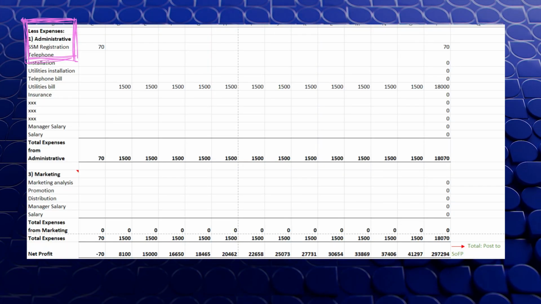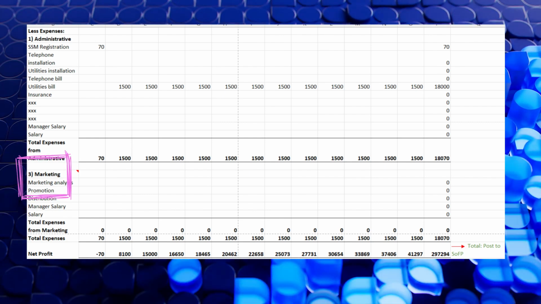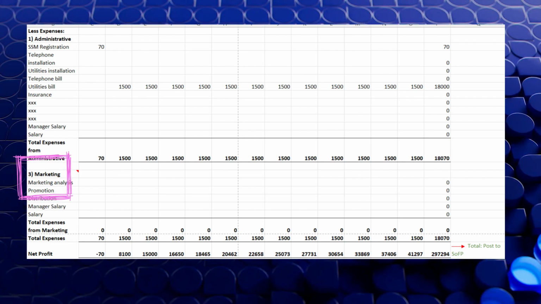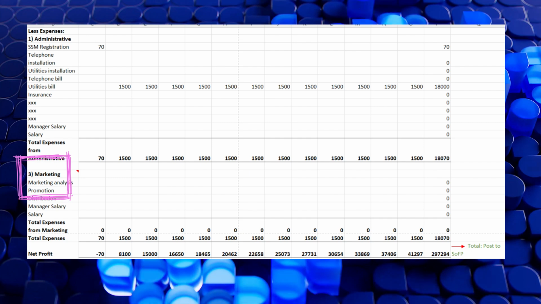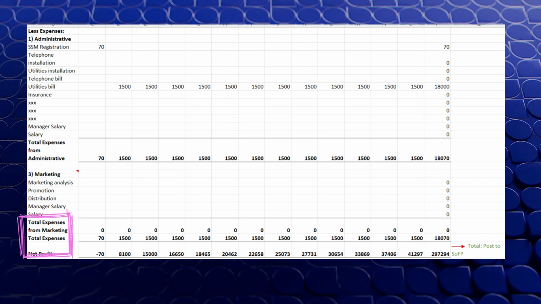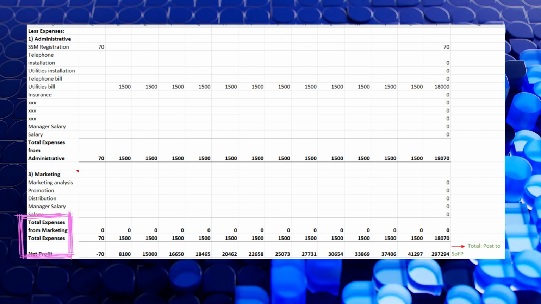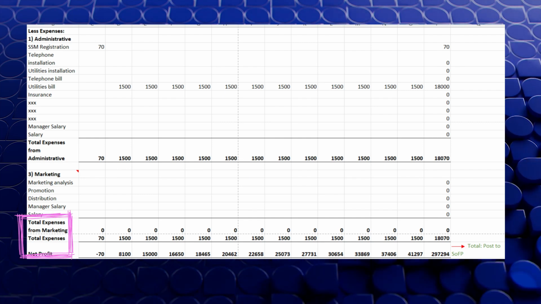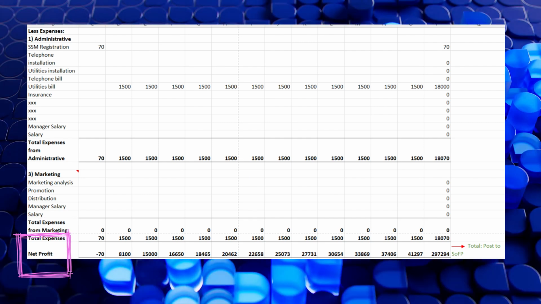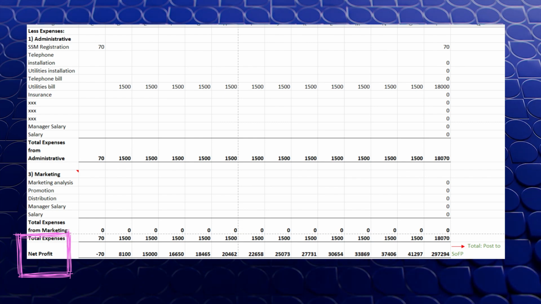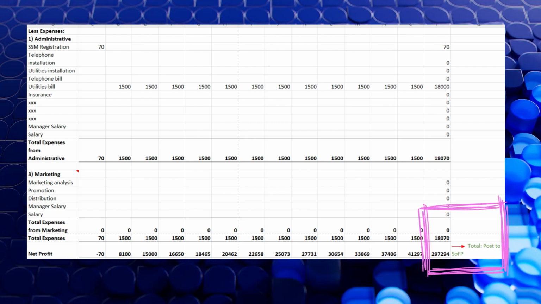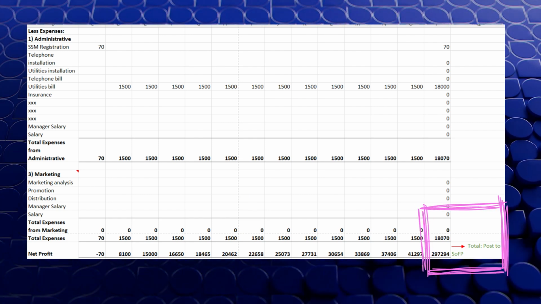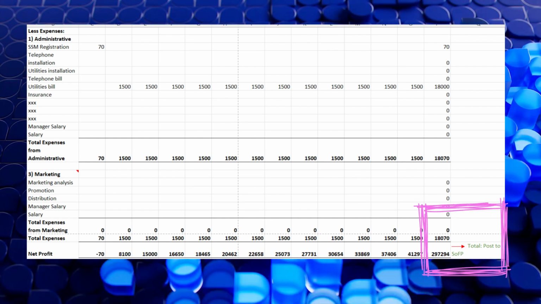Expenses for administrative and marketing: again, you may copy this data from the previous PFCF sheet. Total expenses from administrative and marketing are also automatically calculated. Again, you have to remember gross profit minus total expense is equal to net profit. If you look at this column P, the bottom right figure, RM297,294, will be posted to PFSOFP.